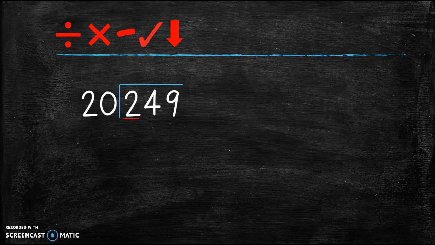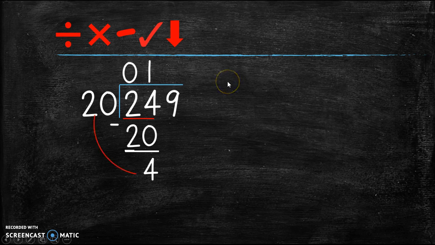Well, first, does 20 go into 2? No, it doesn't. So now we're going to have to look at 20 into 24. Well, we know that 20 goes into 24 one time. So then we're going to subtract 24 minus 20, and that gives us 4. Now we have to check, is 4 smaller than 20? Well, it is, so we know we can keep going. So next we need to bring down our 9.